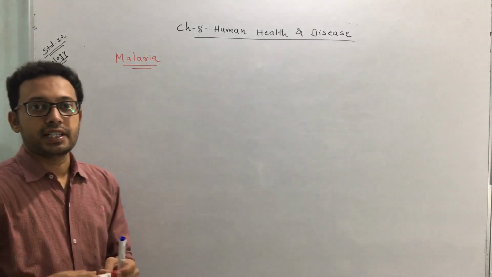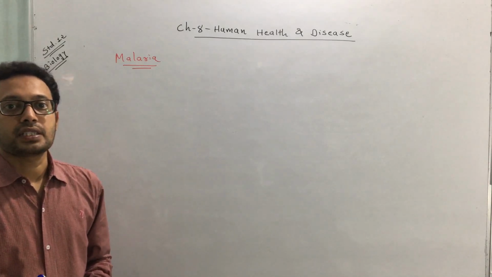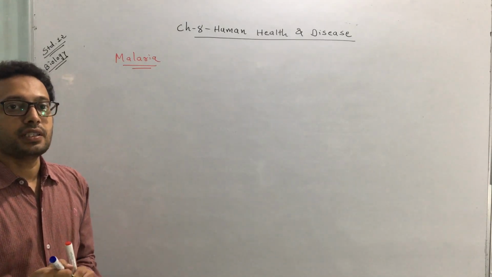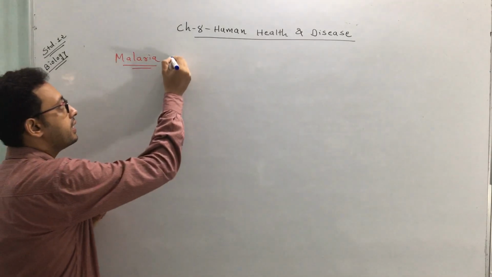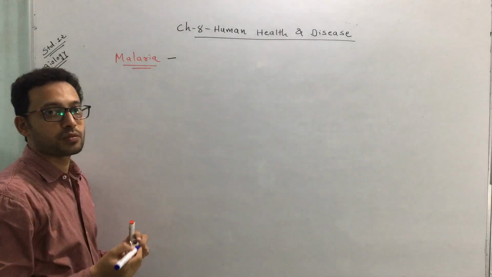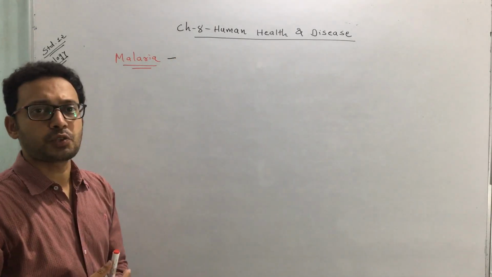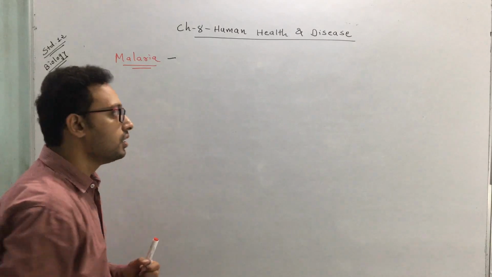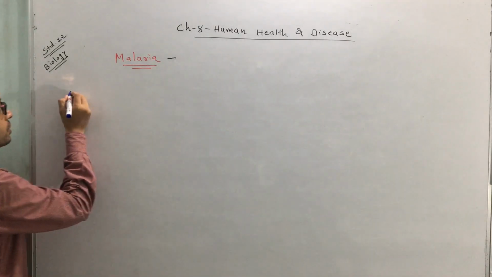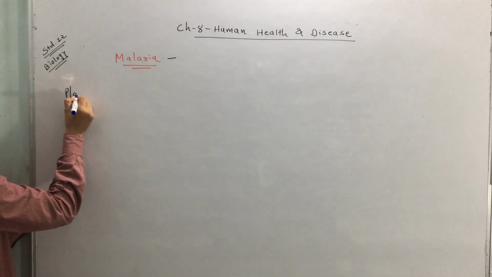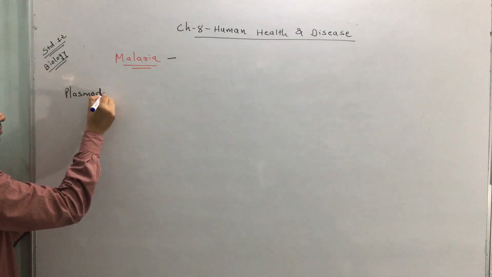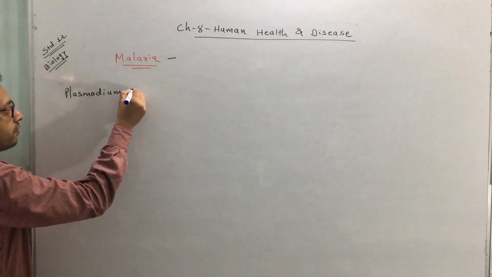Malaria is caused by parasites. Which parasite is responsible for causing it? It is caused by plasmodiums. There are different varieties of plasmodium that are responsible for it. Usually malaria is caused by Plasmodium vivax.